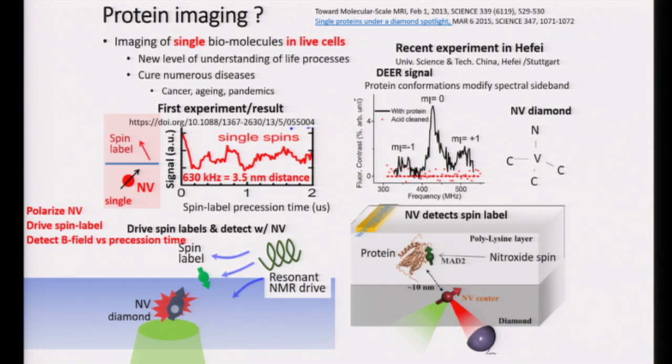Fast forward 10 years, the Chinese repeated that, where they stuck the spin on the molecule and were able to see something about the protein motion. And so you look at this and you would think, well, you know, we're getting close to being able to image single molecules, but it turns out we weren't. And the reason we weren't is that this is only in bulk diamond.